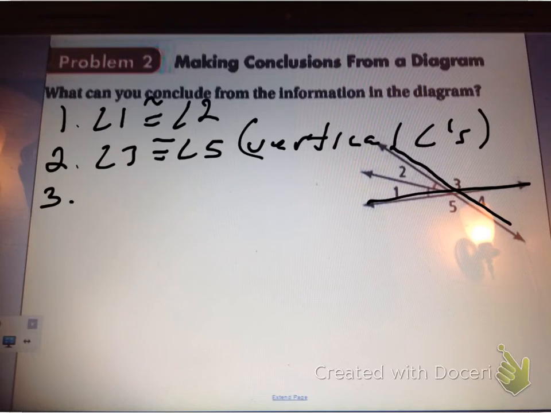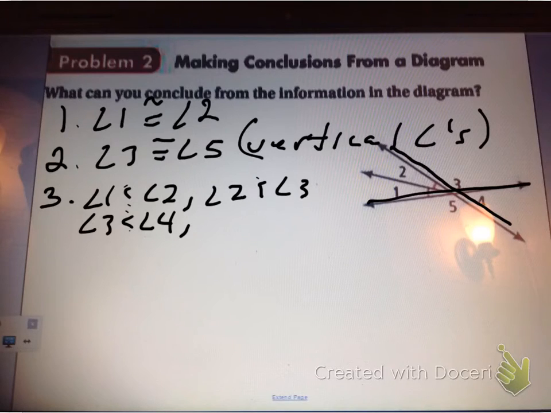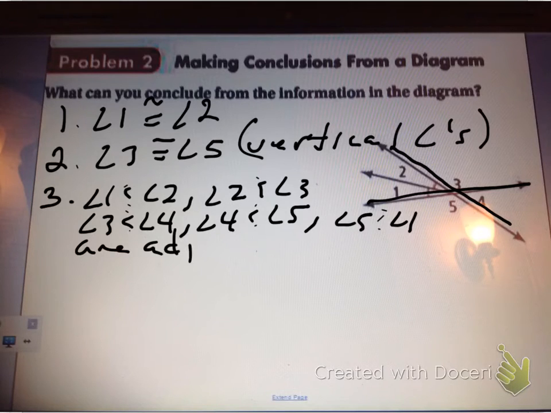Alright, what else? We can say that angle 1 and angle 2, angle 2 and angle 3, angle 3 and angle 4, angle 4 and angle 5, and angle 5 and angle 1 are adjacent angles. Sorry, looks like adjacent, but that is adjacent angles. They're right next to each other.